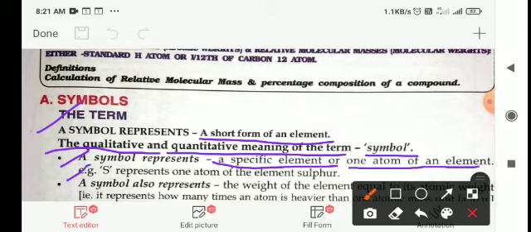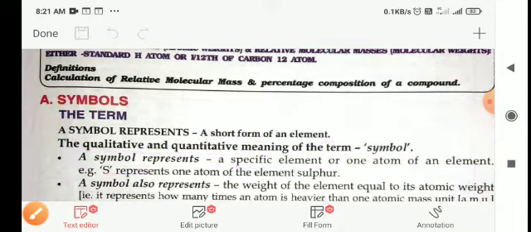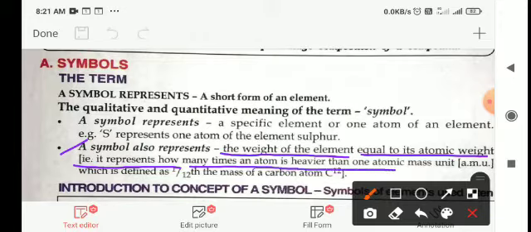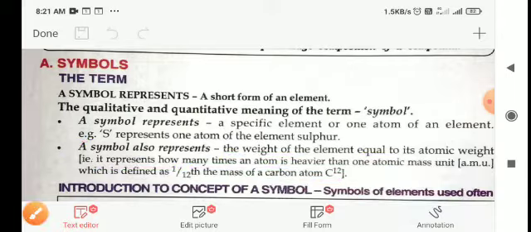For example, the symbol of sulfur is capital S. Capital S basically represents sulfur. A symbol also represents the weight of the element equal to its atomic weight. That is, it represents how many times an atom is heavier than one atomic mass unit, which is defined as 1/12th of the mass of carbon. So a symbol represents a specific letter or element for a particular element.